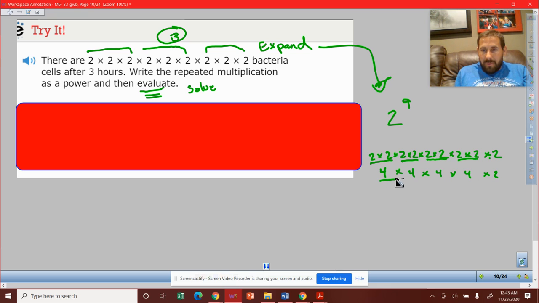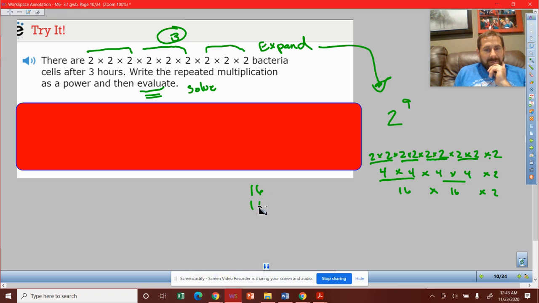So we all should know, well, what's 4 times 4? It's 16. What's another 4 times 4? It's 16. Bring that times down. Bring down this times 2. Now, I don't expect you all to know 16 times 16 in your head, so let's just do it.